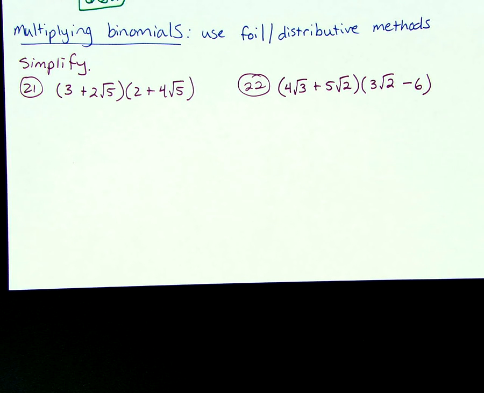And we do need to keep in mind that in order to multiply radicals, they have to have the same root. So if they don't have the same root, then we can't multiply them together. But if they do, then we're allowed to.